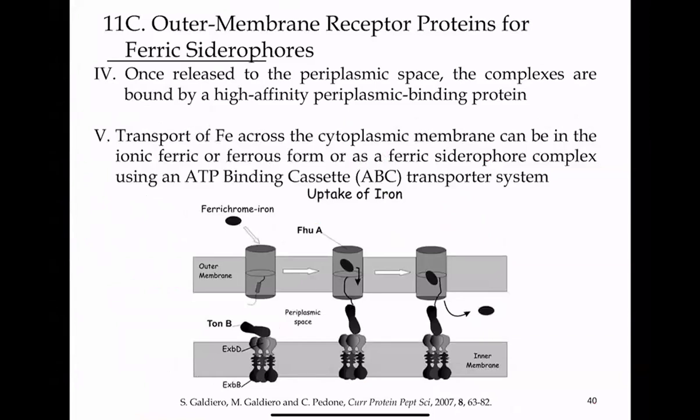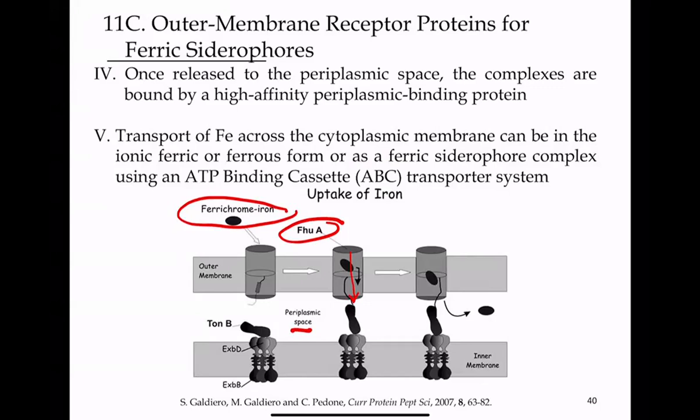All right, so let's see what are the subsequent steps of that process. So we're here so far. We have our ferrochrome iron. It gets recognized by the FhuA transporter, and that's at the outer membrane. Okay, so then what happens next? As a consequence of that conformational change, the compound will go through. And so what eventually happens is it's released into the periplasmic space, and there it is recognized by something else that would help to facilitate the further transport through the inner membrane and into the cytosol.